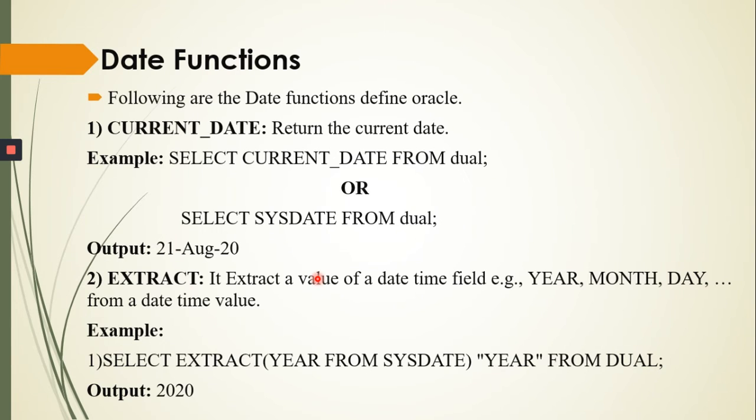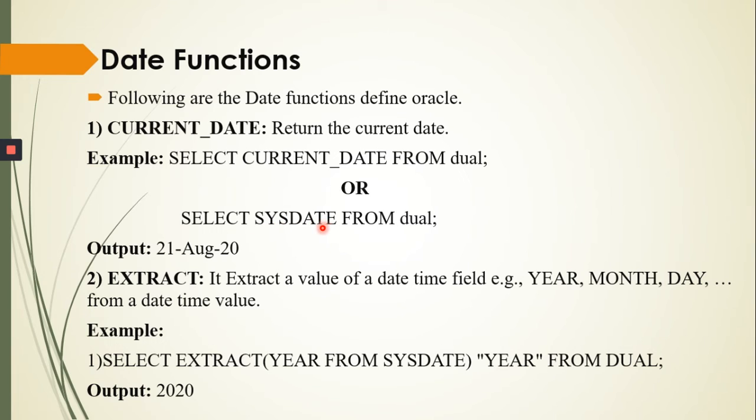Next are the date functions. Following are the date functions defined in Oracle. First is current date. As the name suggests, it will give the current date of the system. System means your computer. So it returns the current date. We have to write select current date from dual, or we can write select SYSDATE.